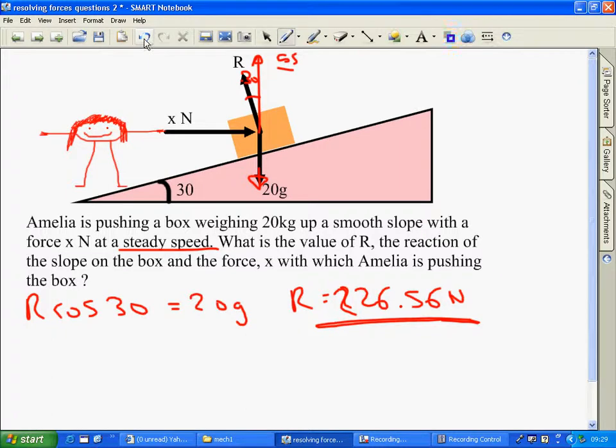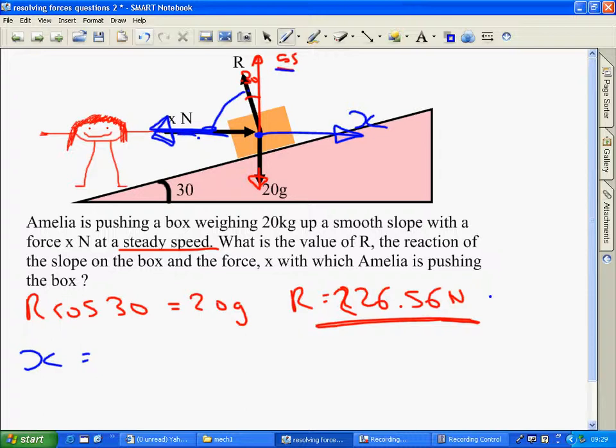Now I've kept that to 2 decimal places because I know that I'm going to need it in the next part of the question. So rounding too much here would be silly and would lead to further rounding errors later on in the question. X is acting here, in this direction. R also has a component in this direction. So let's equate those two.